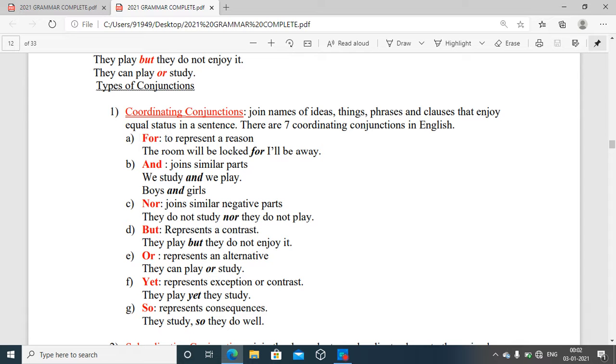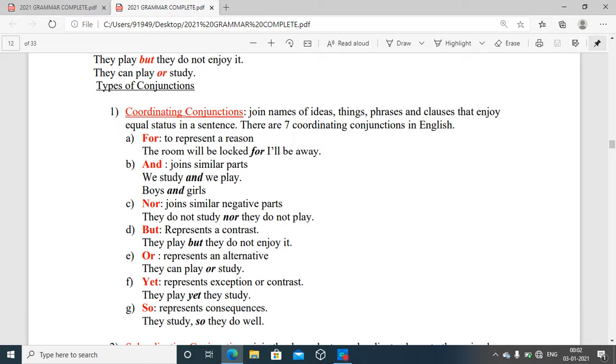The first one is 'for', which represents a reason. We always use 'for' to talk about some reason. Let us take the example: The room will be locked, for I will be away. What's the reason for the room to be locked? Because the person will be away. That is the way you represent the reason in a connected way.